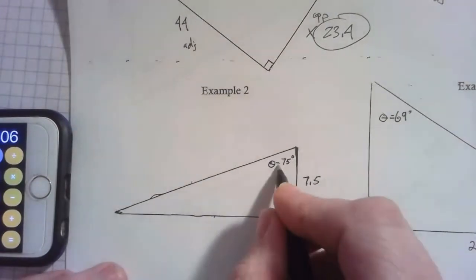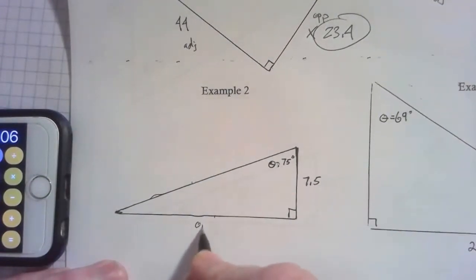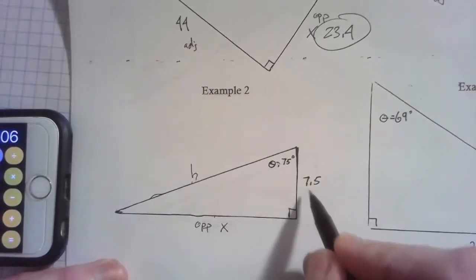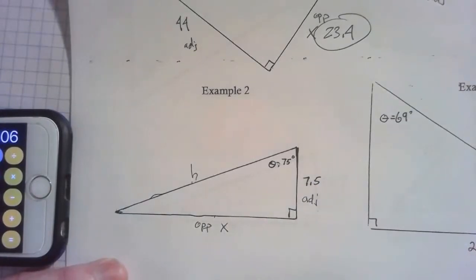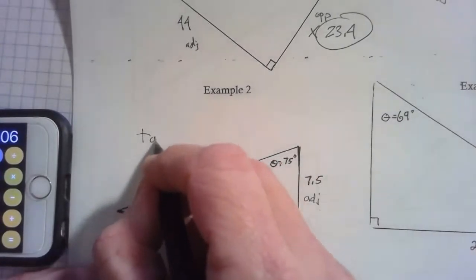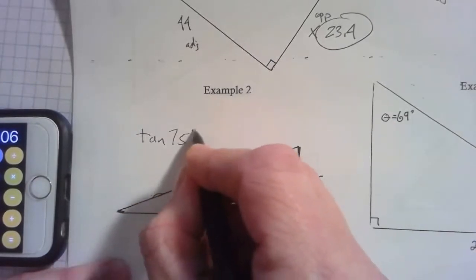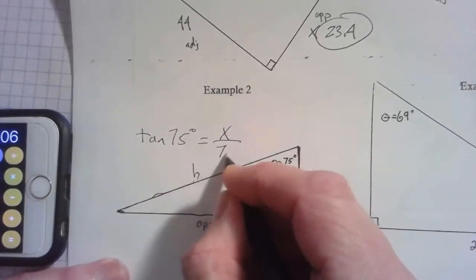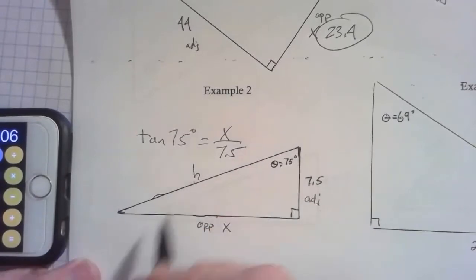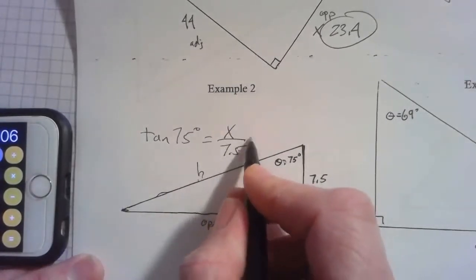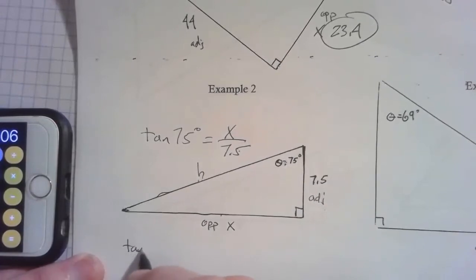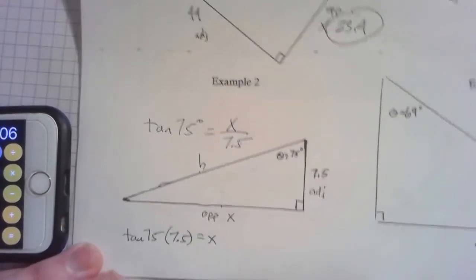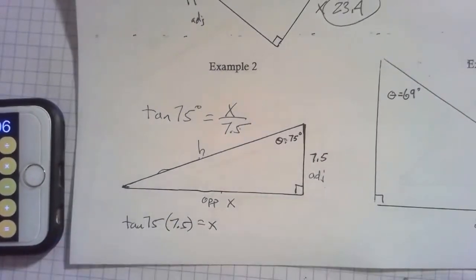So here, starting with this angle, this would be the opposite side. Doesn't look like I have it, so we'll call it x. This is definitely the hypotenuse because it's the longest, which means this is the adjacent. That means that the tangent of 75 degrees is equal to the opposite, I don't know that, over the adjacent, 7.5. And just like the previous one, I'm going to multiply both sides by 7.5, so that tangent of 75 times 7.5 will give me this opposite side that I'm looking for.